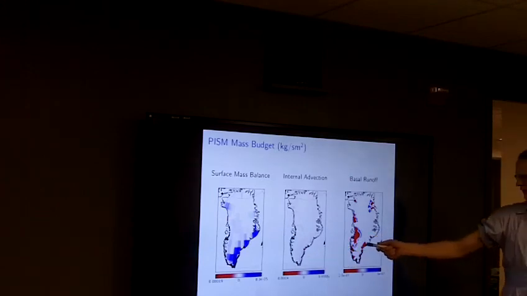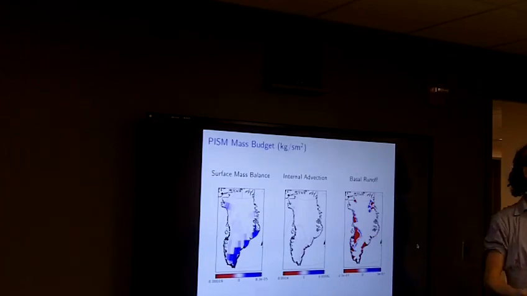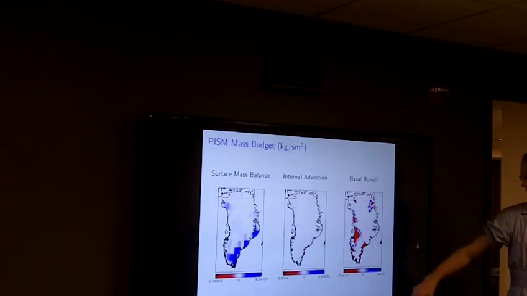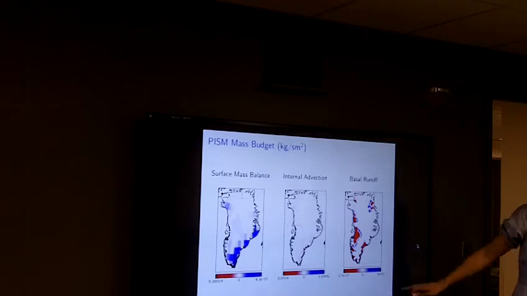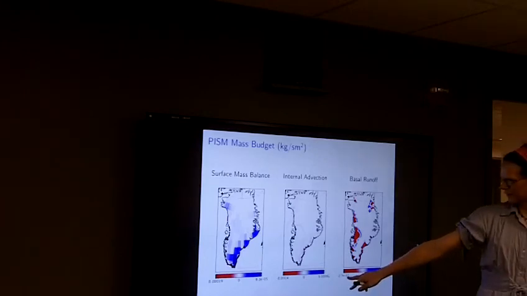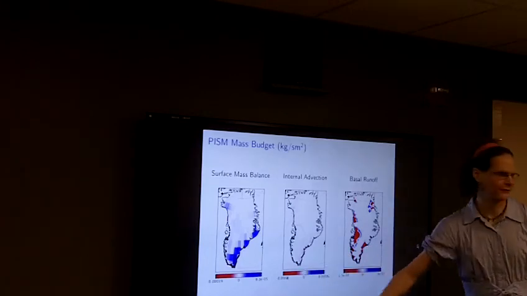Basal runoff. PISM also melts ice down at the bottom of the ice sheet, and here's where we see that runoff. You see these are different scales. This is 10 to the minus 7th. This is 10 to the minus 3rd.